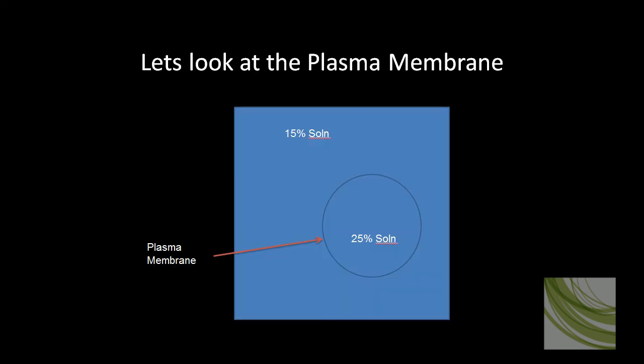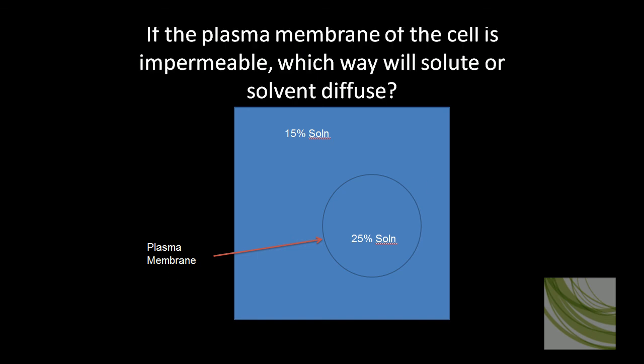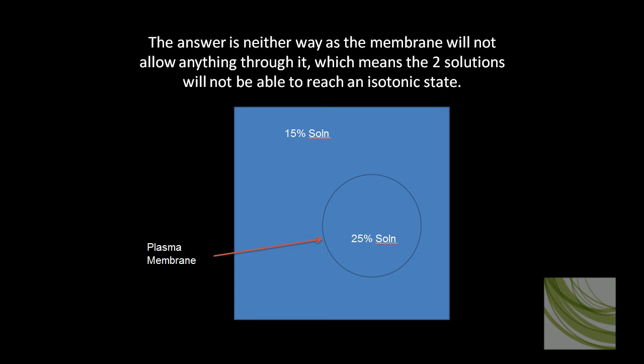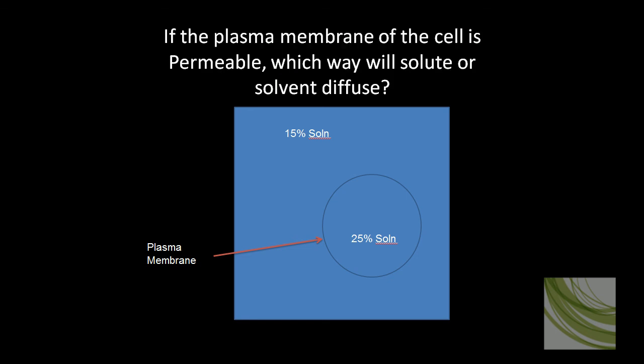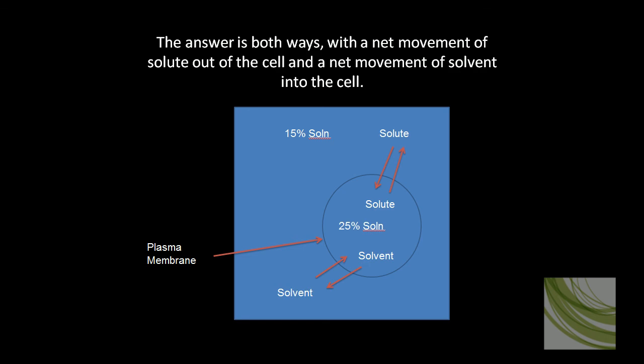Now we'll look at the condition of the plasma membrane. If the plasma membrane of the cell is impermeable, which way will solute or solvent diffuse? That's pretty simple. It won't. It can't move through an impermeable barrier. Therefore, an impermeable membrane stops anything from moving back and forth. If the plasma membrane of the cell is permeable, which way will solute or solvent diffuse? If a membrane is permeable, that means both solute and solvent can flow freely across it.